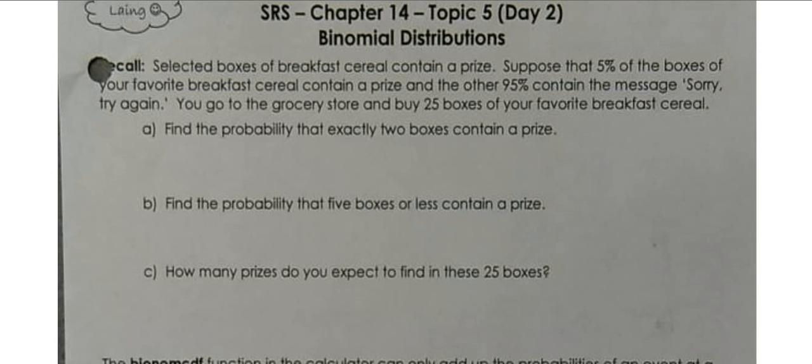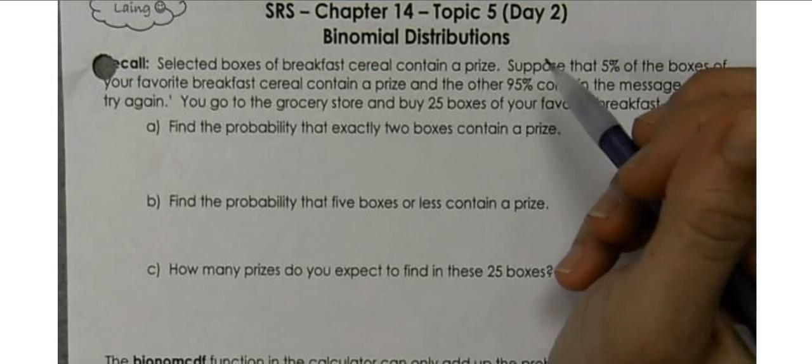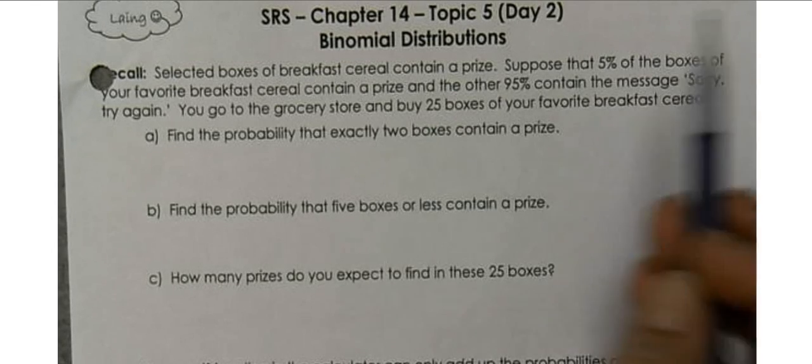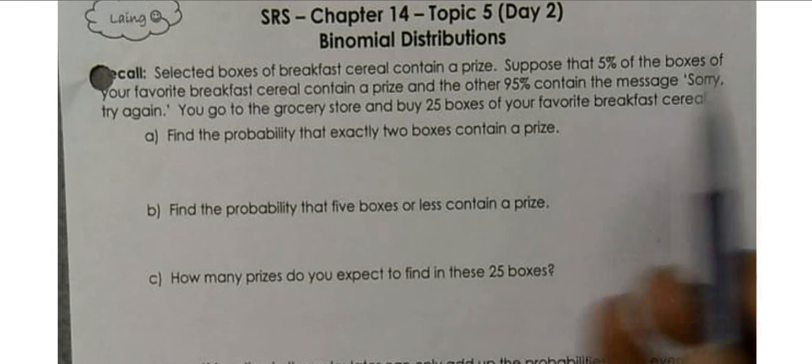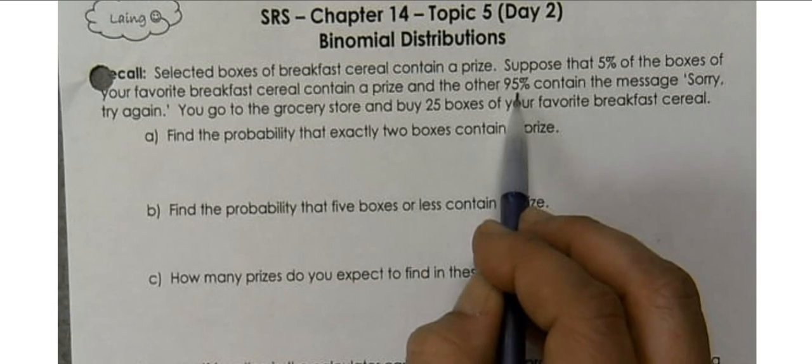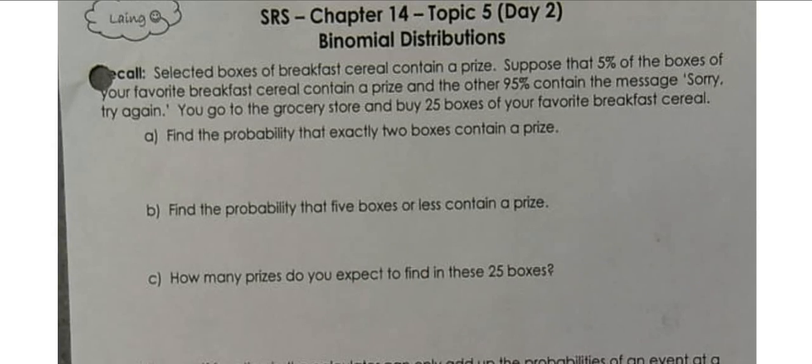So today we're going to be looking at the binomial distribution. First, let's recall what we did the other day in this problem. This says that selected boxes of breakfast cereal contain a prize. Let's say that 5% of the boxes of your favorite cereal contain a prize, but the other 95% don't, and they contain the message, "Sorry, try again."